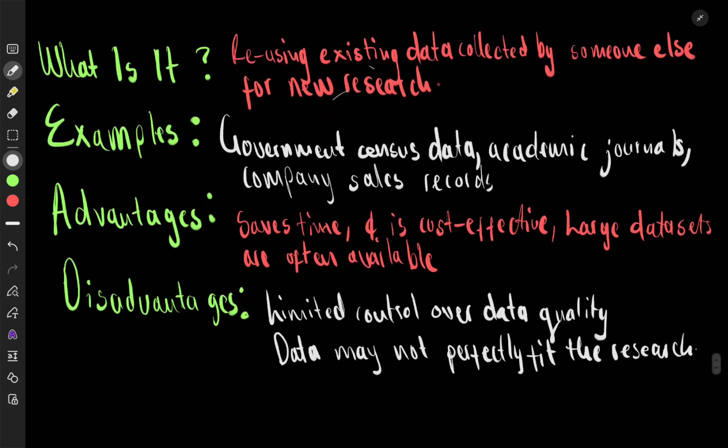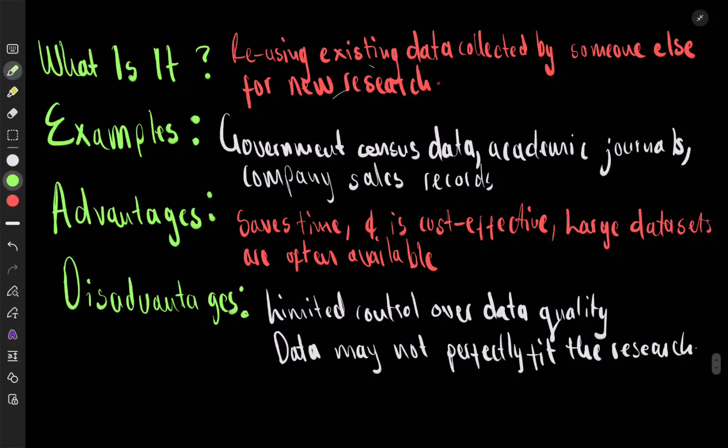What are the advantages of secondary data collection? Number 1 is that it saves time. Okay, it saves time and it is cost effective. These are the 2 major advantages of secondary data. And also, large data sets are often available. Large data sets.